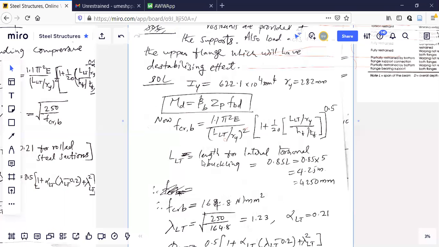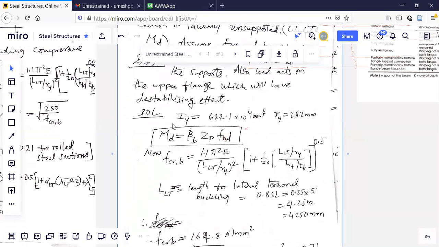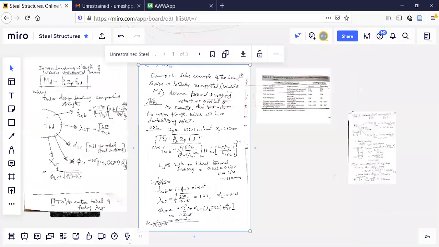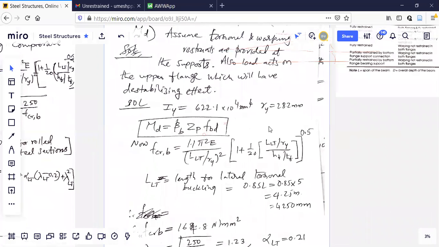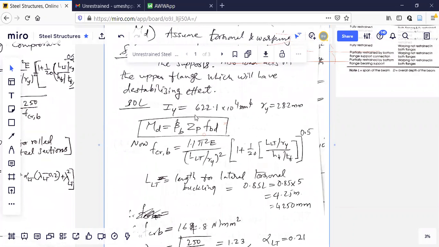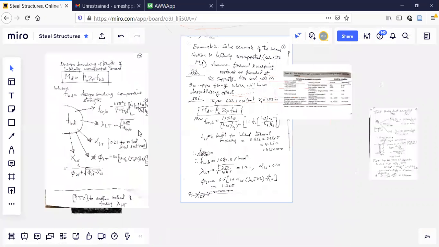Let us see this one here. So what I am doing is, I have noted the Iy value from the steel table, ry from the steel table, because these two are required now. If it was restrained, we were not bothering about these two. Iz is MI about major axis. Iy is MI about minor axis, and ry.